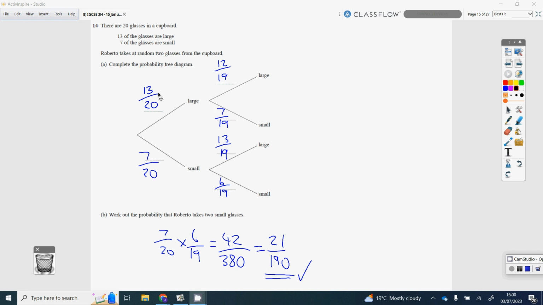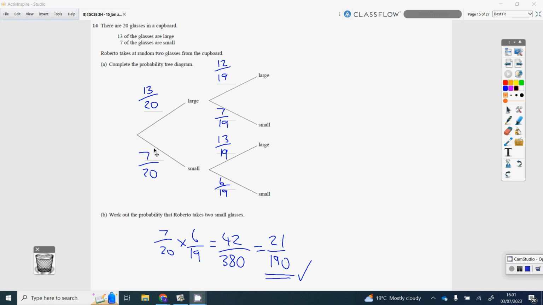So assuming you picked a large glass to start with, that's one less as you do your second pick, hence why this has gone from 13 to 12, 12 out of 19. Now, given you picked a large glass with your first pick, you haven't taken any of the small glasses, so there's still seven small glasses as you take your second pick, hence 7 out of 19. And just double check each time, this should always add up to a whole. 12 over 19 and 7 over 19 is a whole.